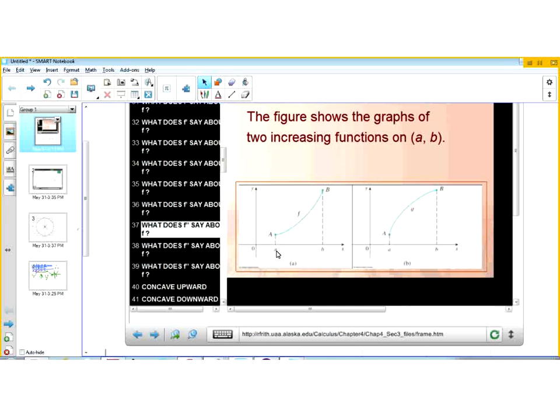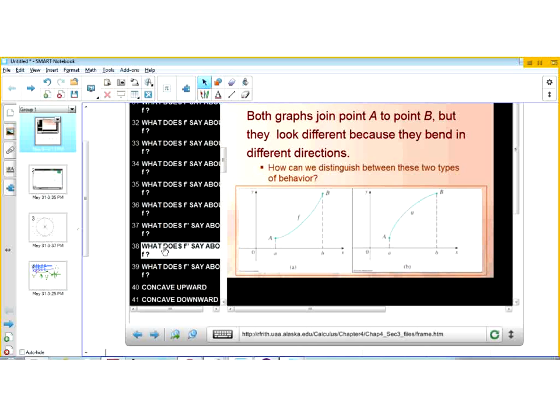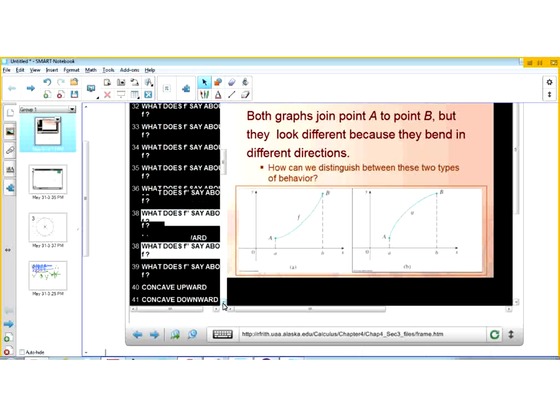So here's a figure that shows two increasing functions on an open interval a to b. How can we distinguish between these two types of behavior? Both graphs join point A to point B, but they look different because they bend in different directions. In frame 1, you see an example of a concave up situation, and in picture B, you see an example of a function that's concave down. So how do you distinguish between these two types of behavior?